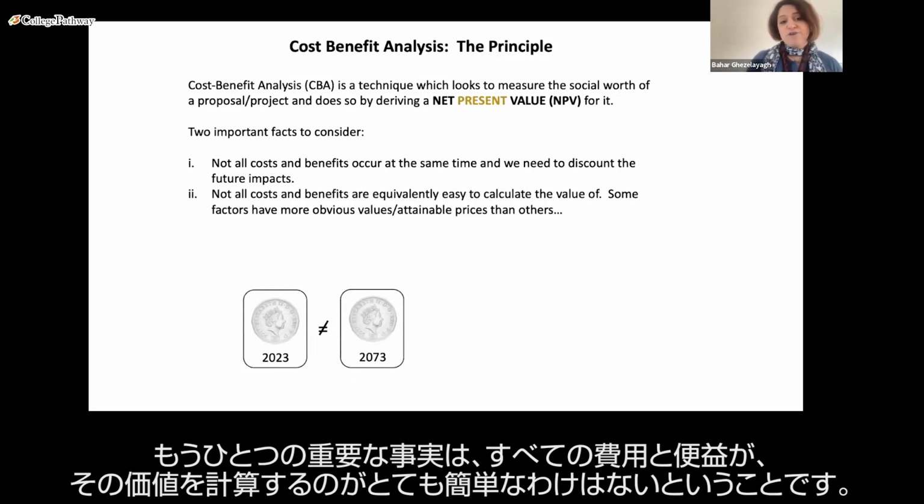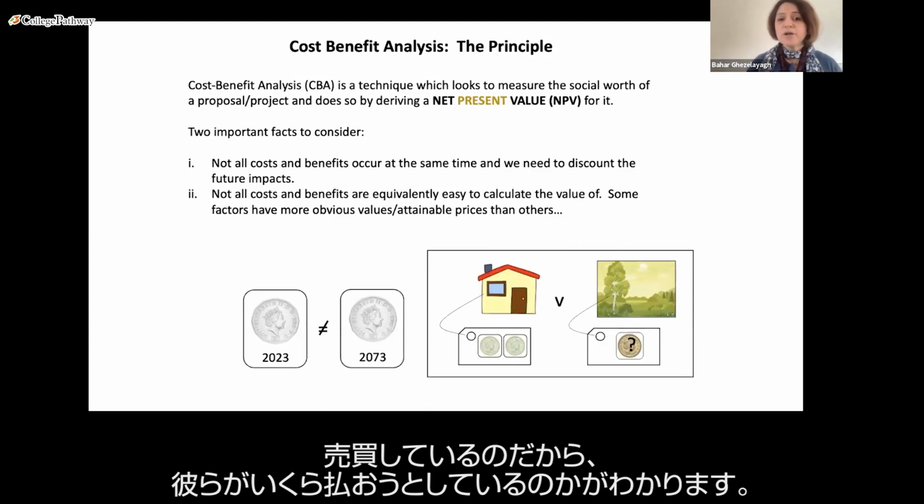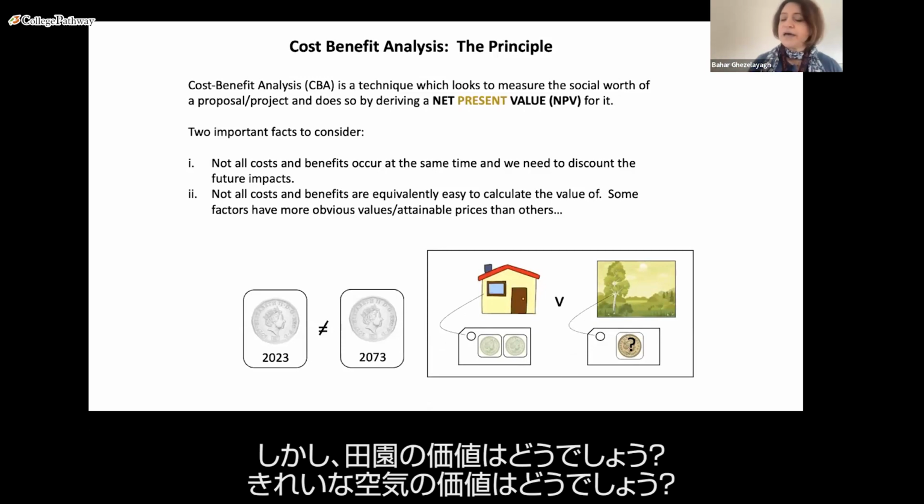The other important fact is that not all costs and benefits are very easy to calculate the value of. For example, if you're buying a house, you know how much the house is worth because people are buying and selling. You can see how much they're willing to pay. But how do you value a countryside?